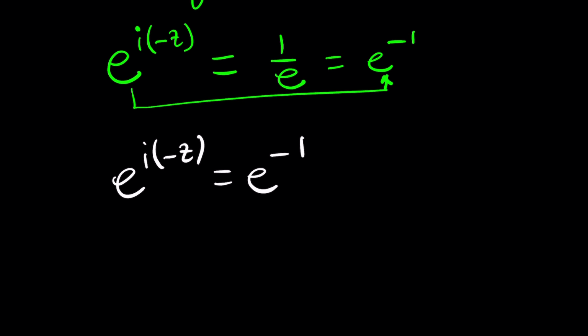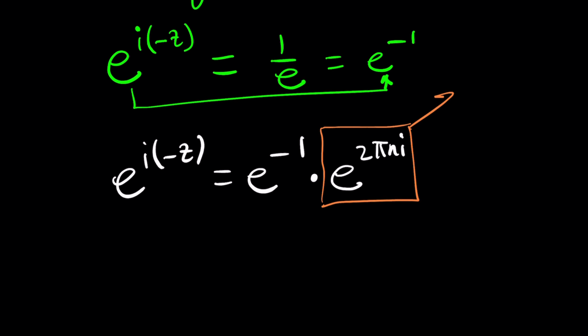But don't set them equal to each other, because in the complex world, we have something called e to the power 2 pi n i. And you know what that is? It's equal to 1. So this is the complexification of 1.